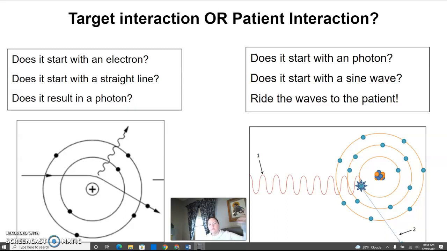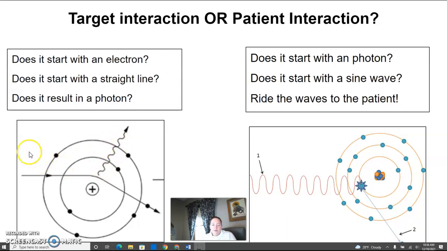We're going to use those tricks to figure out if it's a target interaction. And when I say target, I think: in the tube at the anode's my target, or is it happening at the patient? Here's some of my tricks. So if we look at this first image here, is it starting with an electron? How do you know it's an electron? The electron is coming in as a straight line, traveling towards the nucleus. This is your positively charged nucleus. It's breaking, slowing down, and it's resulting in a photon. Remember Paula Photon? She surfs the waves. She goes towards the patient.